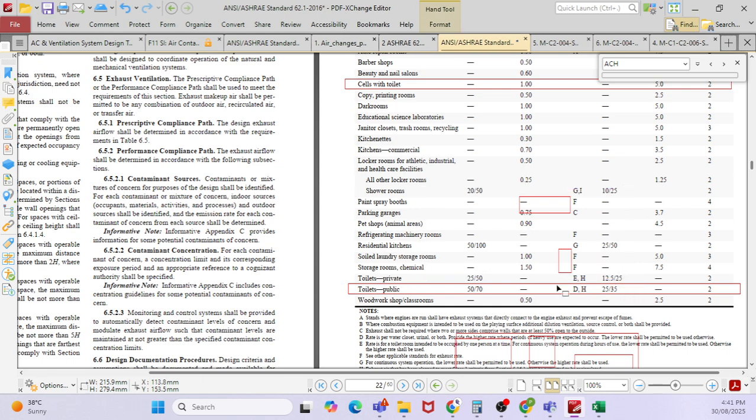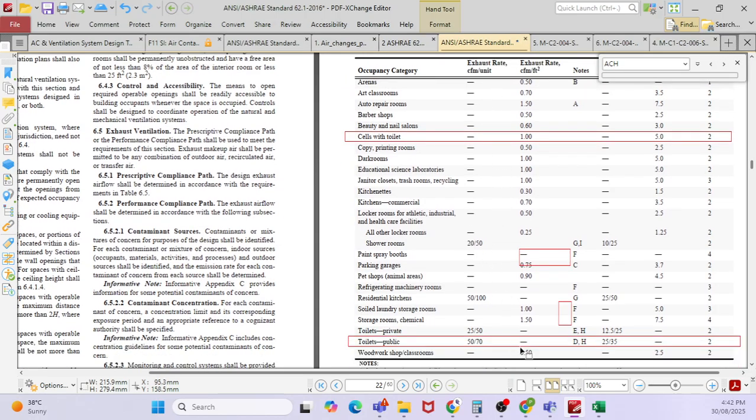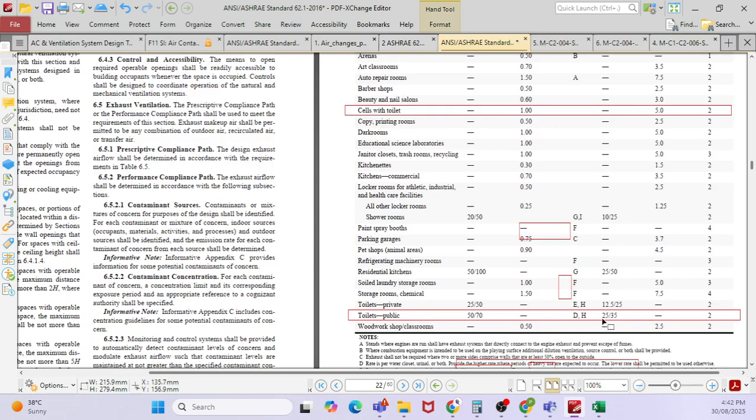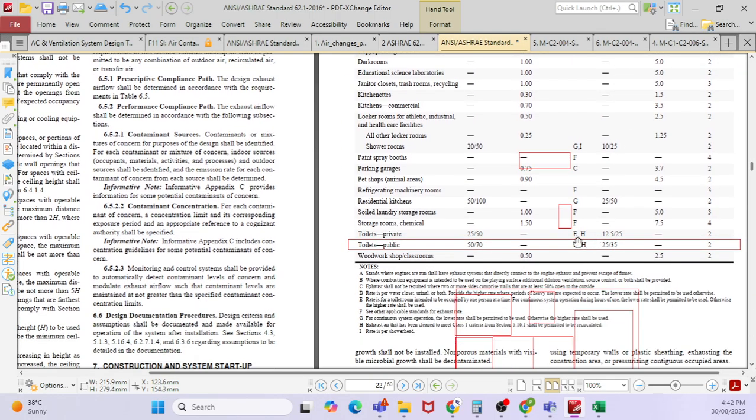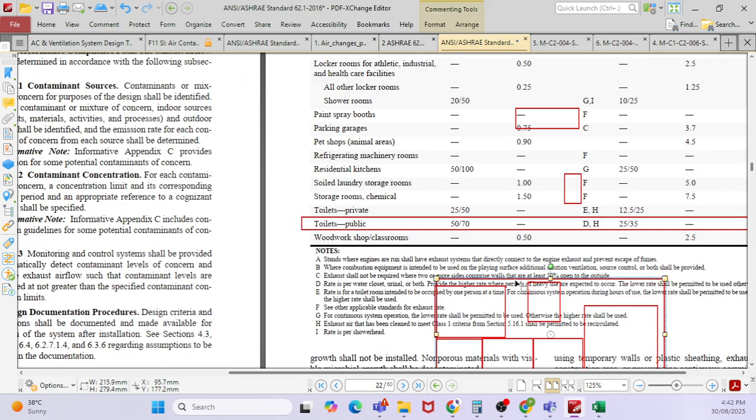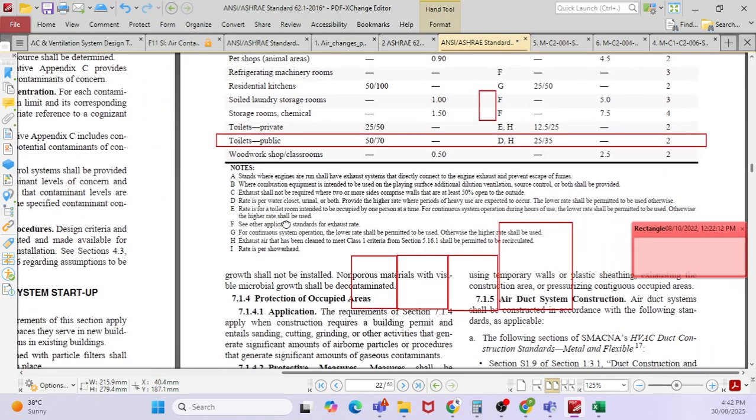For example, you have a public toilet or private toilet. So if you have a public or private toilet, how much exhaust is required per WC or per urinal? Say for example, if you have a private, you have to take exhaust of 12.5 liter per second per unit. So what is the unit? You can see table E and H. If you talk about E, the rate is for a toilet room intended to be occupied by one person at a time, and you can see that the rate is per water closet or urinal or both.